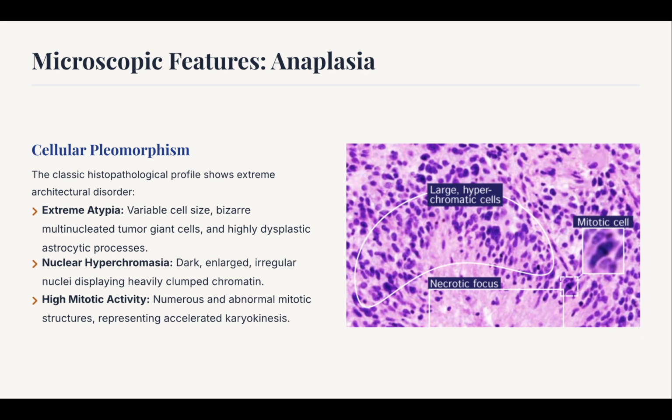In nuclear hyperchromasia, there are dark, enlarged, irregular nuclei displaying heavily clumped chromatin. And there is high mitotic activity, where numerous abnormal mitotic figures representing accelerated karyokinesis can be noticed. You can notice three areas in the picture where there are large hyperchromatic cells, a necrotic focus, and a mitotic cell.